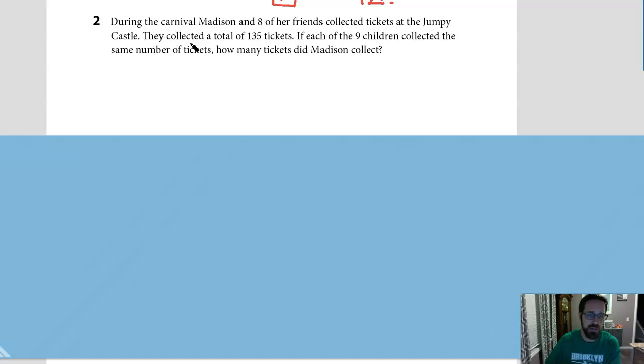Do we know the total or are we trying to find the total? In this case, we know the total was 135 tickets. So if we know the total, again, we're looking at a division problem, 135 divided by 9 equals, we'll just put A for this one. Now this time, instead of making the jumps, I'm going to use place value and try to be efficient. If they each sell 1, that's 9 tickets.